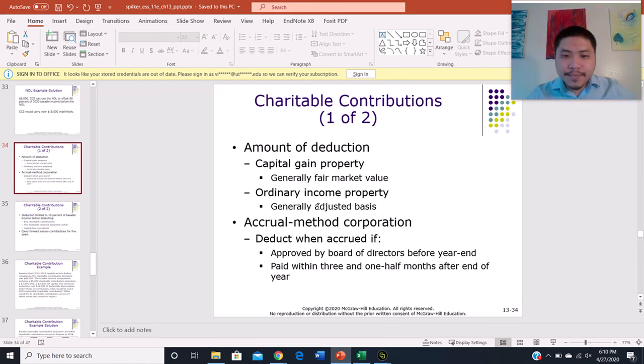And when firms use the accrual method, which most corporations use, the firm can deduct the donated amount when the amount is approved by the board of directors before the year end.